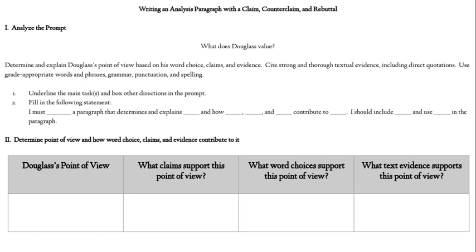So what you're going to do with this prompt is first underline the main task and box other directions in the prompt. Then you're going to fill in the following statement. To fill in the statement on the slide, anywhere there are underscores, highlight the underscores and type over. I must blank a paragraph that determines and explains blank and how blank, blank, and blank contribute to blank. I should include blank and use blank in the paragraph.